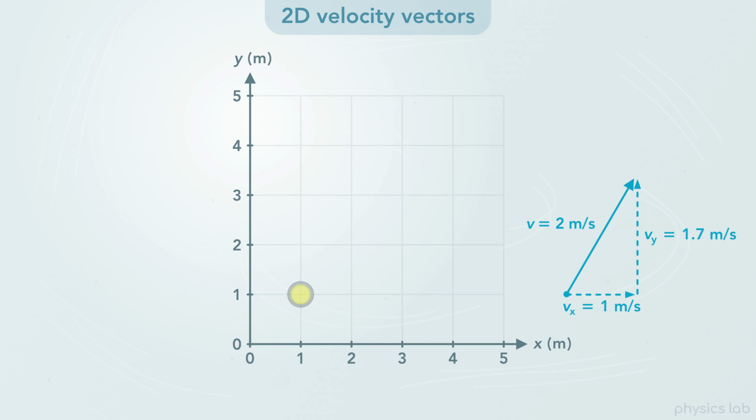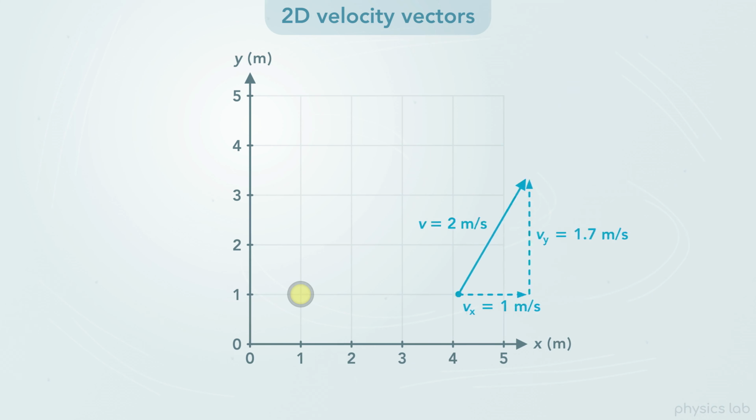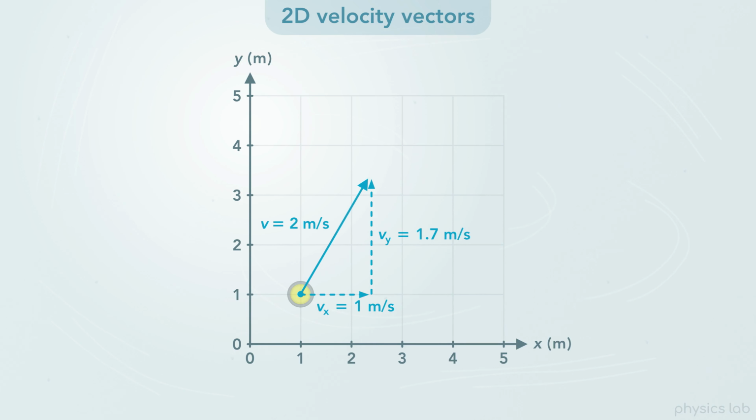If we follow the shadow on the y-axis, we see the shadow is moving upwards at 1.7 meters per second. The stone moves 1.7 meters in the y direction in 1 second. So a component of the velocity vector is like the velocity of the shadow along one axis. That's how fast the object is moving, purely in that direction.